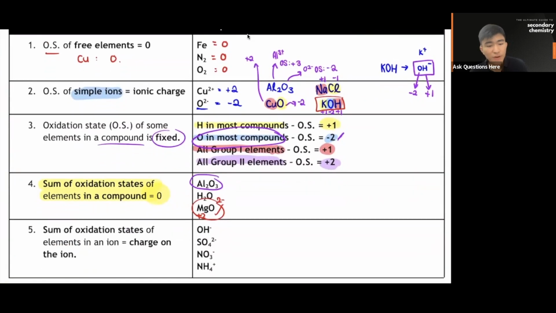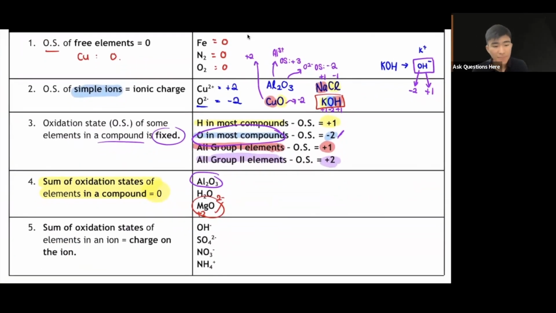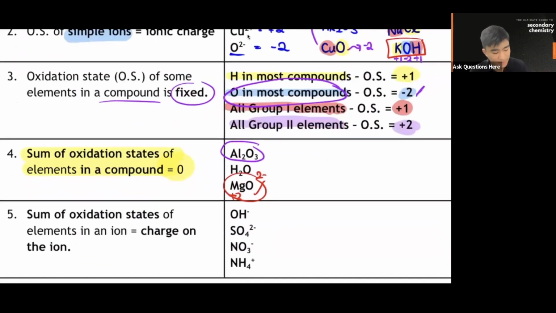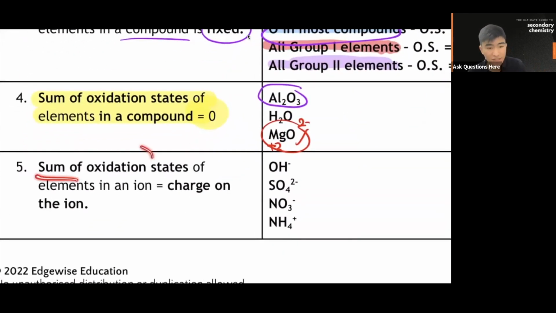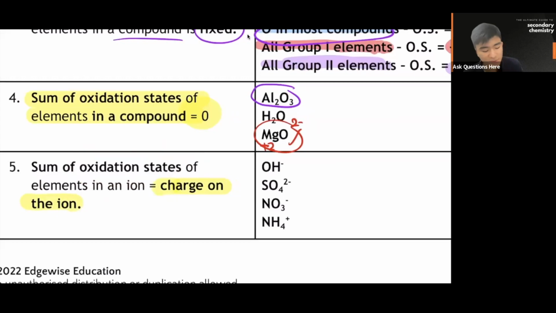Okay, so I'm going to move on to rule number 5. Rule number 5 is the one that corresponds to what Ro has just asked. The sum of oxidation states of elements in an ion is equal to the charge on the ion itself. So OH minus is also here.